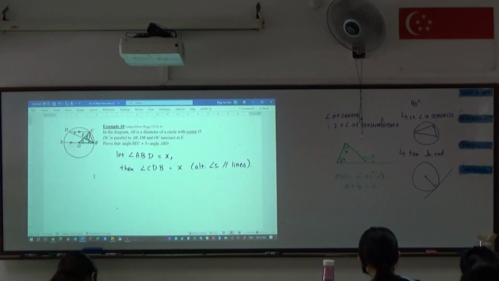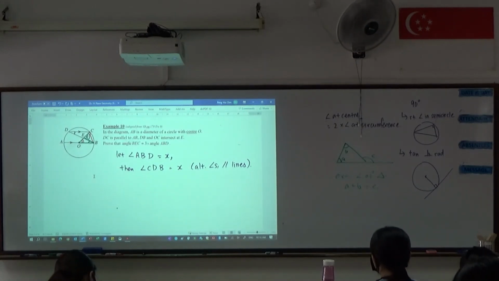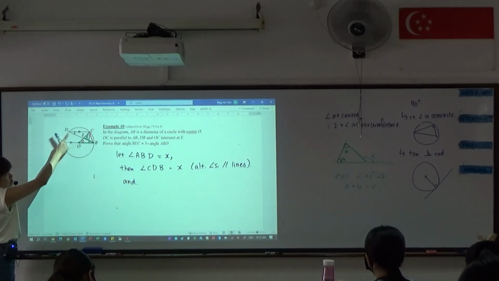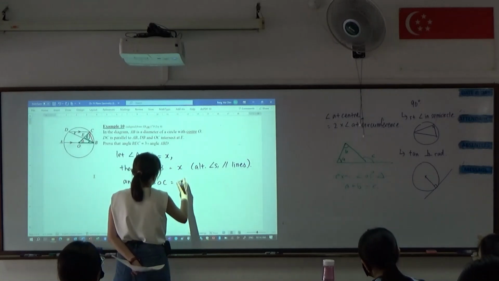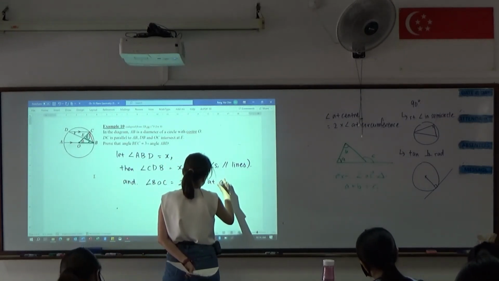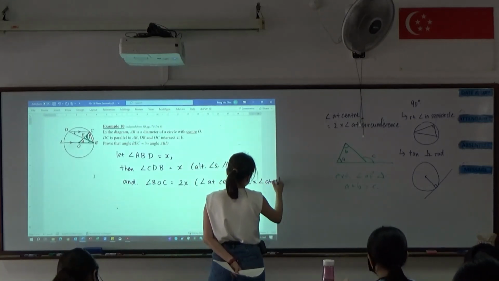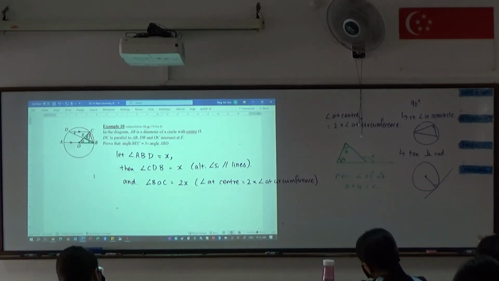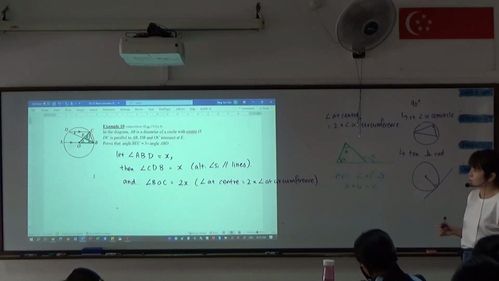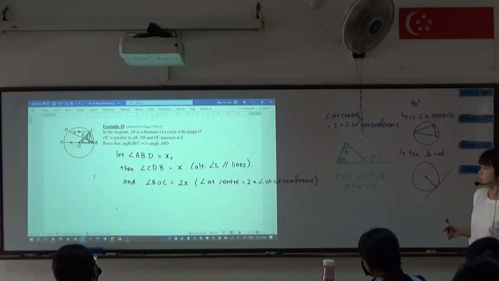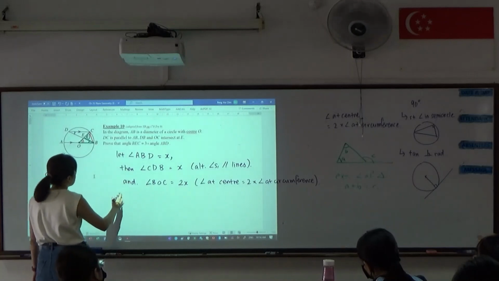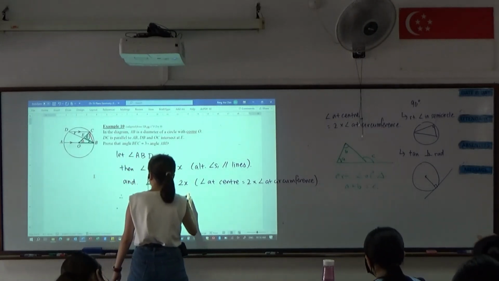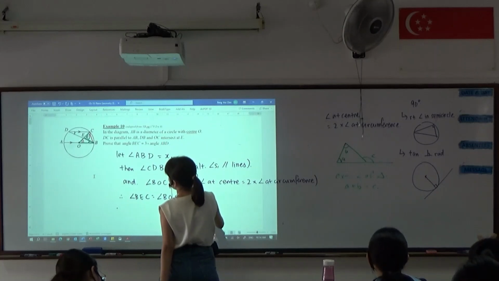That was the first thing that we observed. And then we talk about how this is actually double of this. So angle BOC equals 2x, because of angle at center equals 2 times angle at circumference. And therefore, angle BEC equals angle BOC plus angle A.